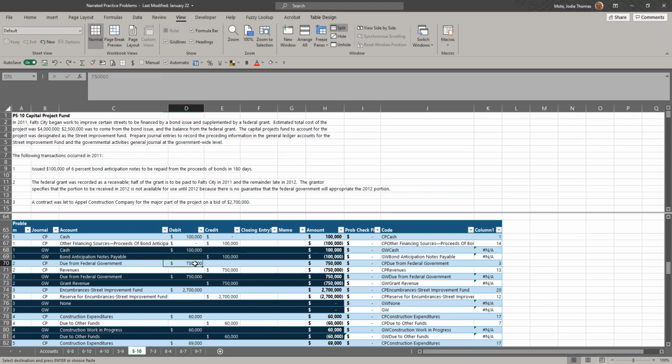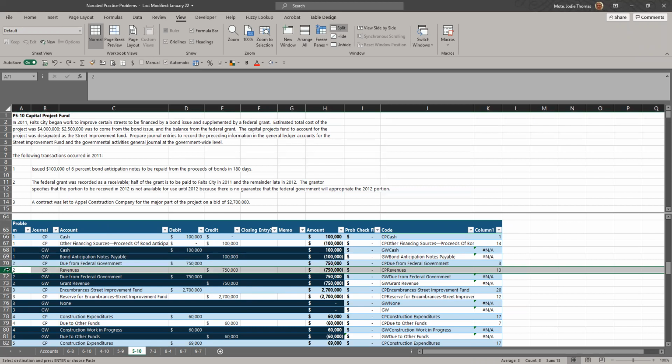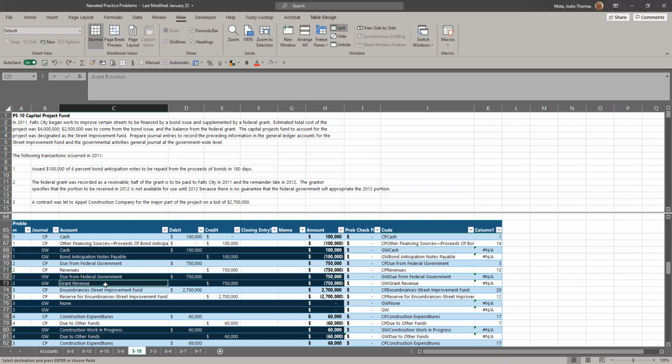So we're debiting our receivable account, since we recognized that this was going to be available during 2011, and crediting revenues. Sometimes there might be a specific revenue account like a government grant revenue, like is the case here in the government-wide journal, where grant revenue is the account and due from the federal government, just like in the capital projects fund entry, is your receivable.